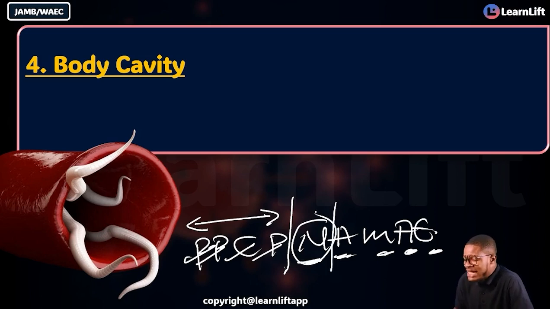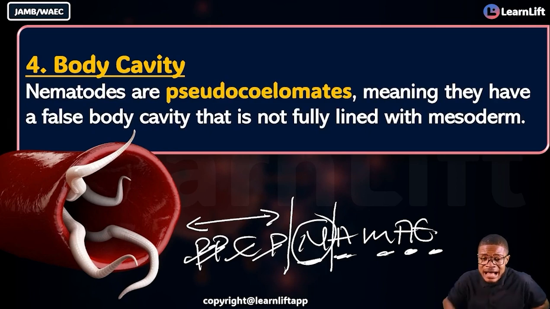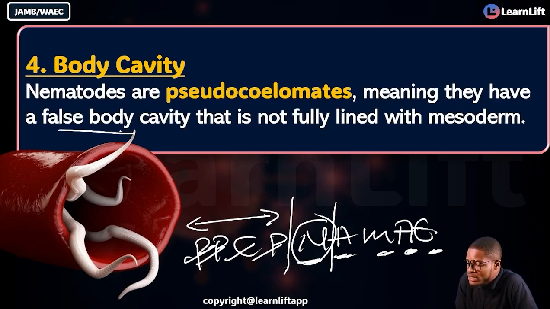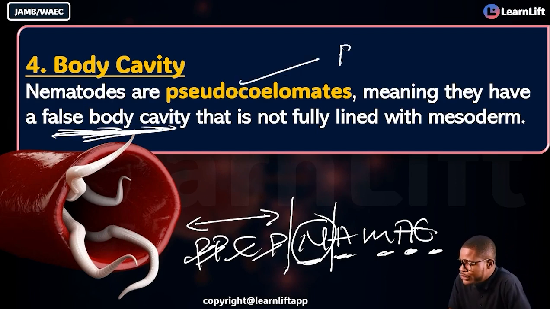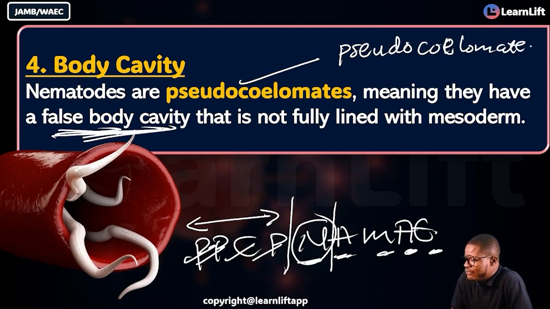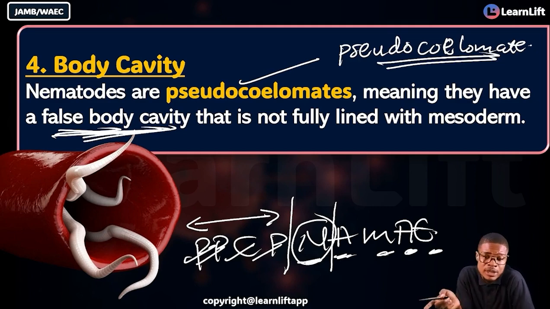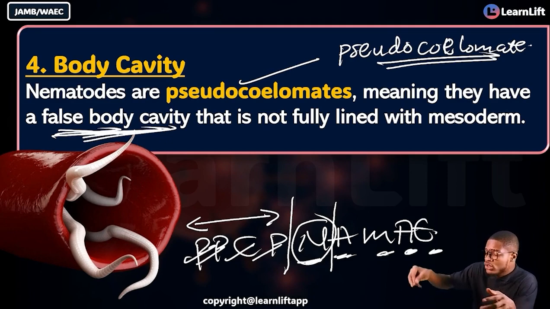Nematodes have a body cavity. But what type of body cavity do they have? They have what is called a false body cavity. Because nematodes have a false body cavity, they are called pseudocoelomates. The word pseudo means false. Coelomate is talking about body cavity. So if they are pseudocoelomates, do they have true or false body cavity? False body cavity, because they contain pseudocoelomic fluid.